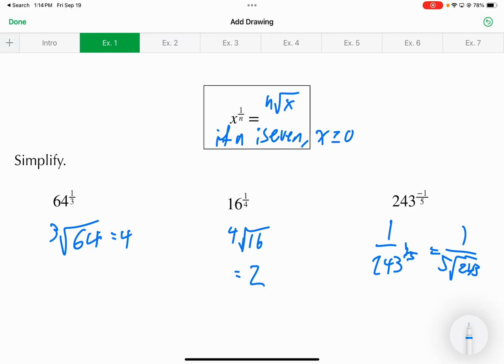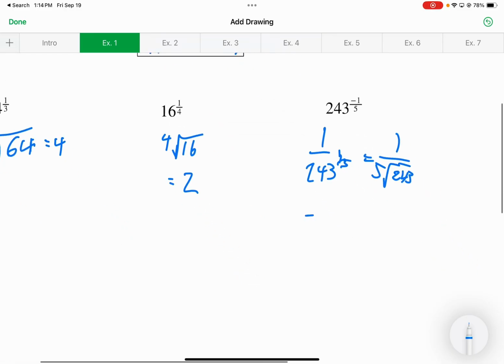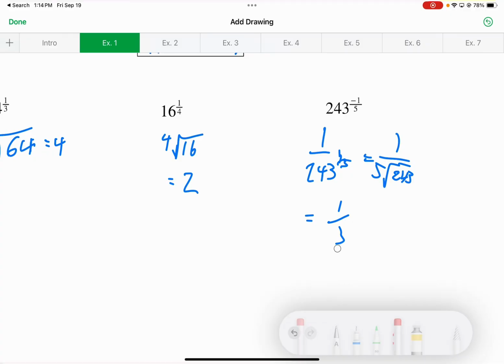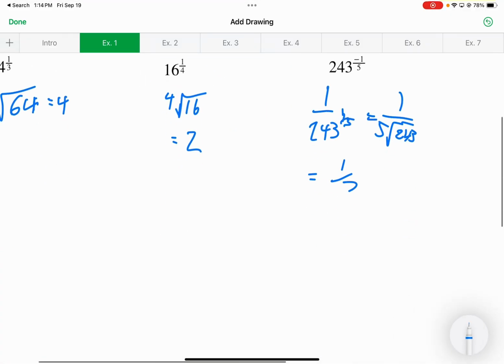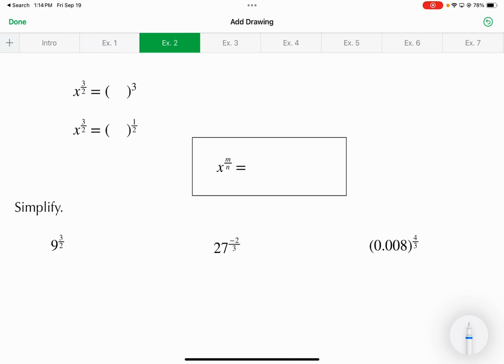All right, what number would multiply by itself 5 times to equal 243? You guys tell me. I'm assuming it's 3, right? It's the only one that makes sense to me. So 1/3 is going to be your answer. Okay? All right, cool.